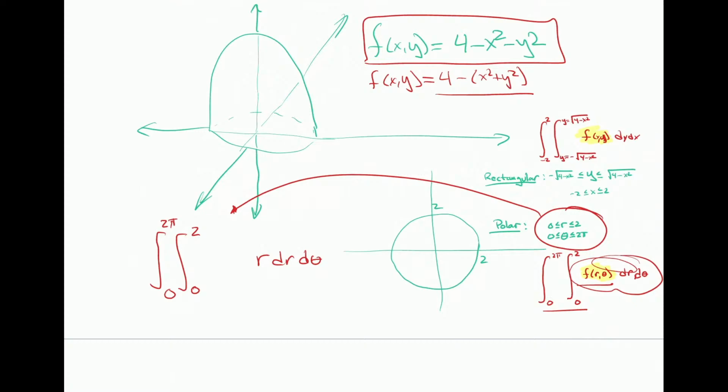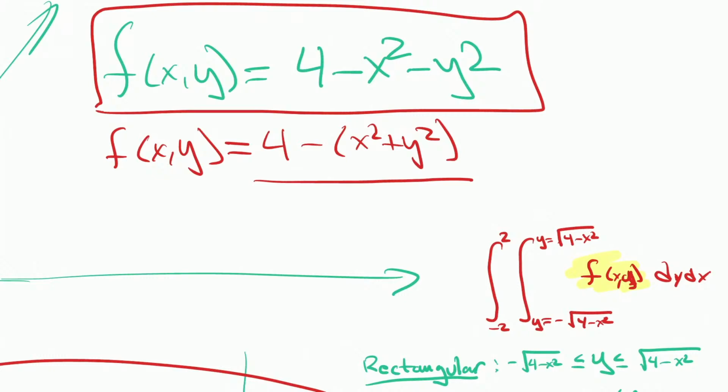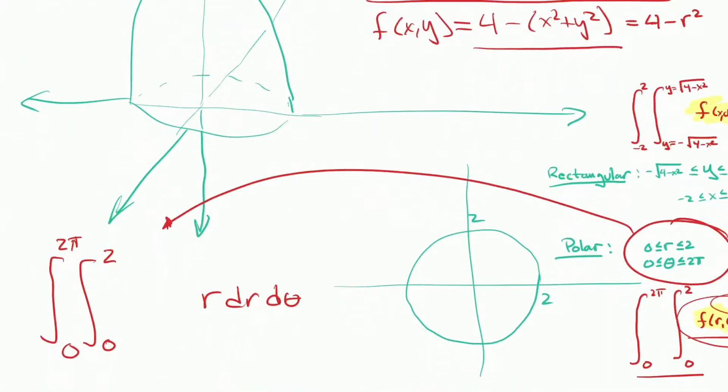One of the options would be to just do it with brute force and change the x to r cosine theta and the y to r sine theta and then suffer through a bunch of algebra. But the easy way to do this one, at least, doesn't always work out this easily, but in this case, you might recognize x squared plus y squared from our polar coordinate days, and that x squared plus y squared is r squared, so 4 minus r squared. And it is just that simple. So that's what I'm going to use for my function, 4 minus r squared.